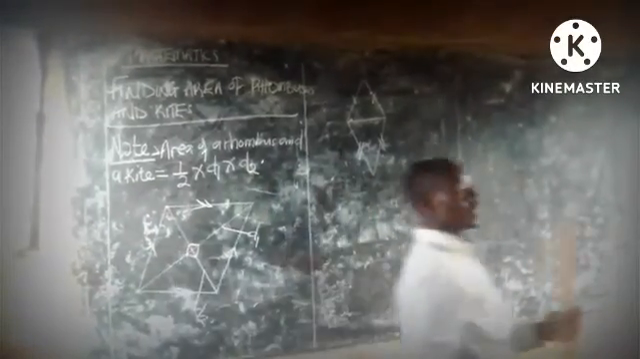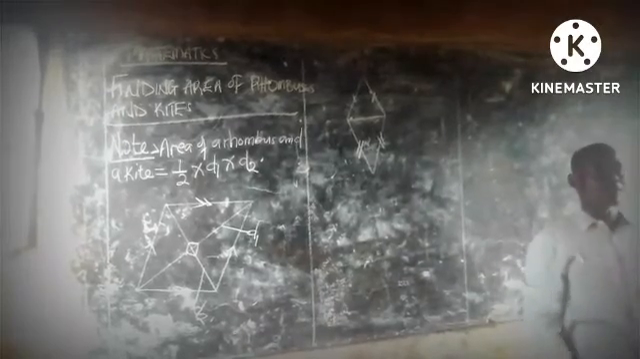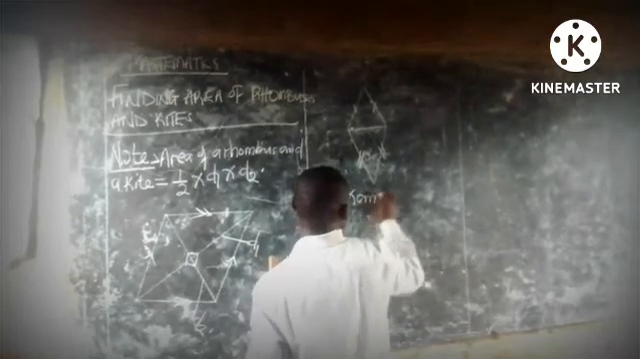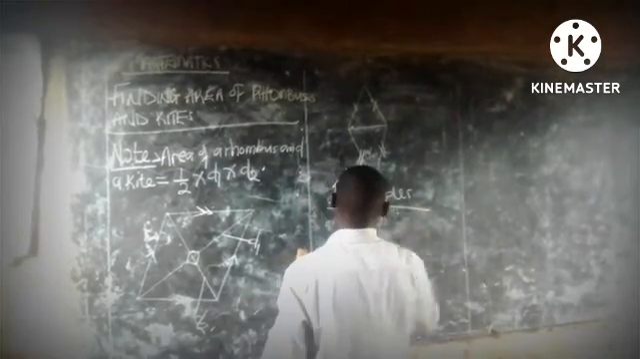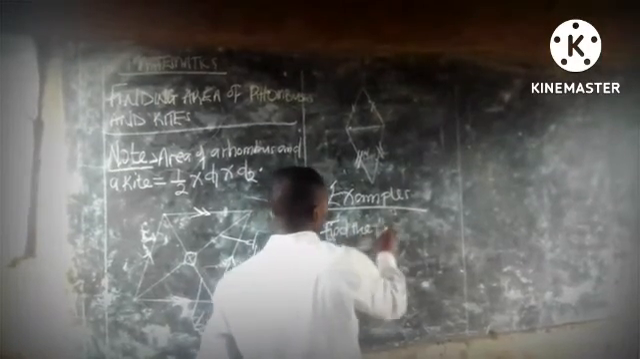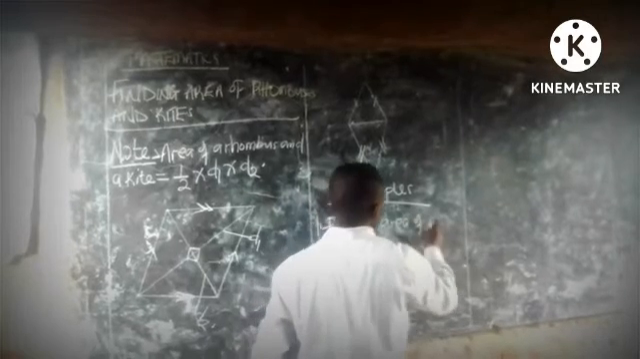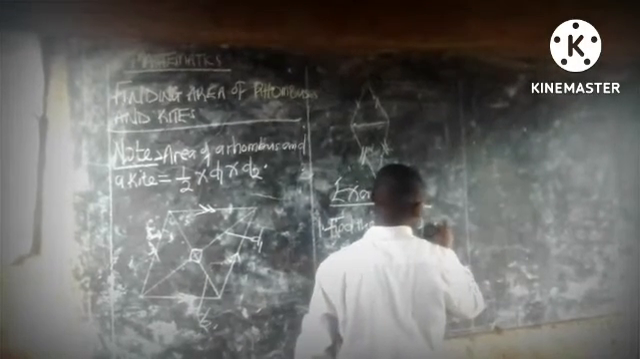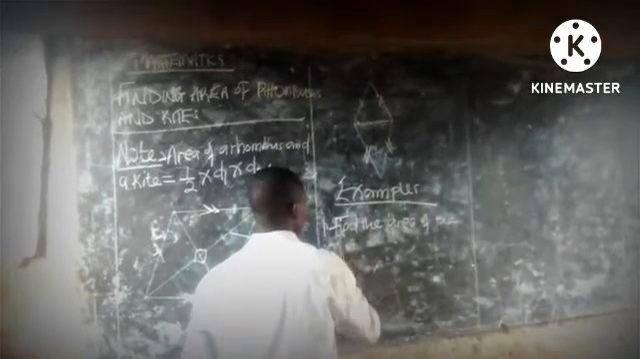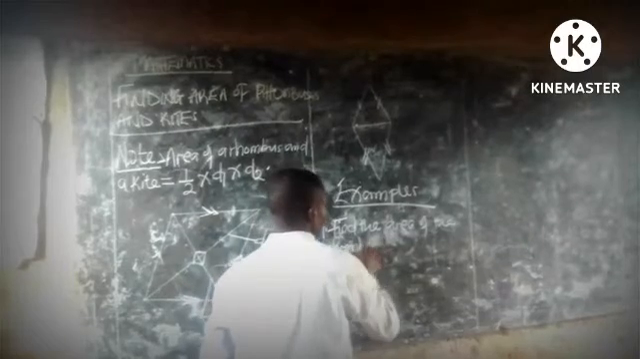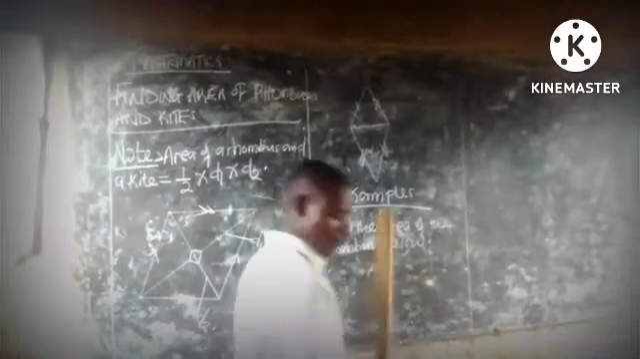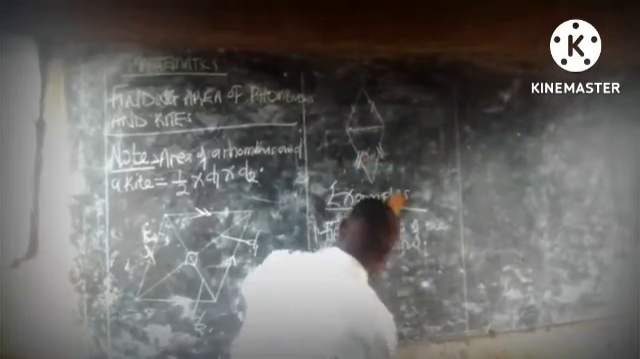So let's now check on how we can calculate the area of a rhombus and then a kite under our first example. Example 1. Find the area of the rhombus below. Find the area of the rhombus below. This is the rhombus being given.